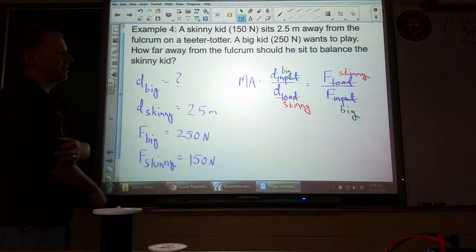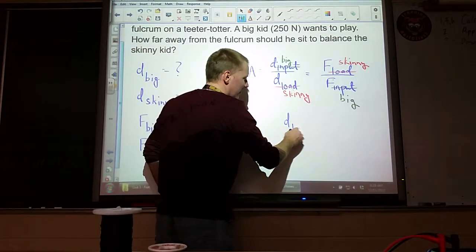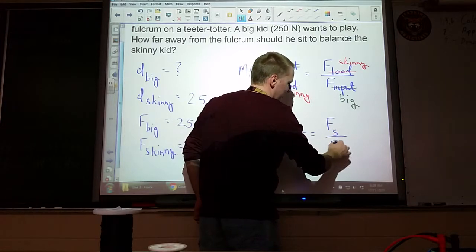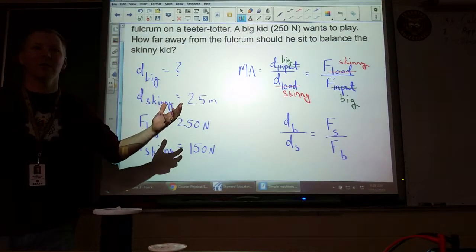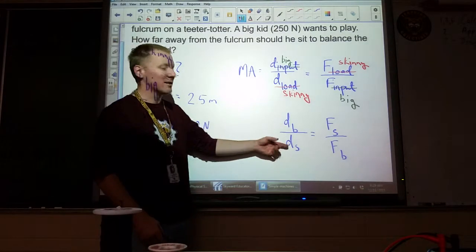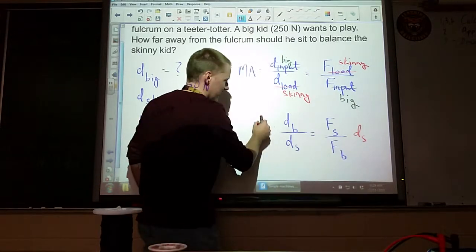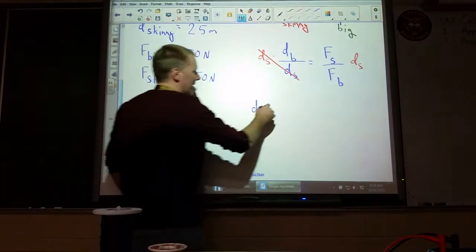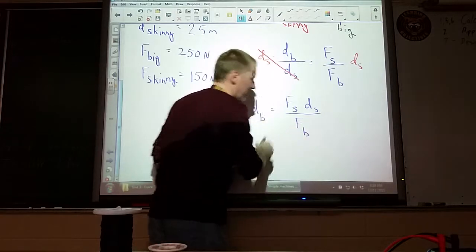Now I'm going to keep this in formula, and I'll rewrite it here just to make it a little shorter. So this would be D sub B for the big kid over D sub S, and that's equal to F sub S over F sub B. I want to solve for this D sub B. What do I do? That's my X. Yes, Meg. Multiply both sides by D sub S, because I have to get it off of the bottom here, right? So if I multiply both sides by D sub S, it cancels those two. And what's left is that the distance for the big kid, these two are on the top, so the force of the skinny kid times the distance of the skinny kid over the force of the big kid, and now I can put in my numbers.